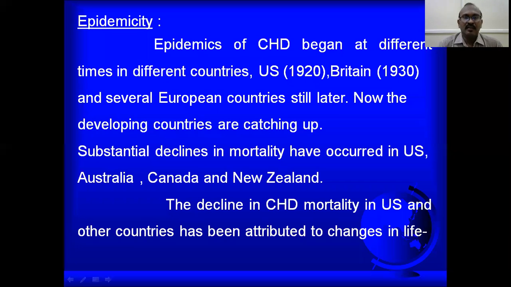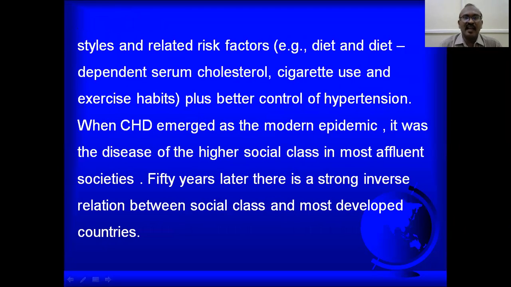There have been substantial declines in mortality in the US, Australia, Canada, and New Zealand because of behavior modification and lifestyle changes. Behavior modification includes reduction of stress, reduction of alcohol consumption and cigarette smoking, and also dietary modification, taking a diet with reduced cholesterol, lipoproteins, and fats. The decline in CSD mortality in the US and other countries has been attributed, as I said earlier, to lifestyle changes and related risk factors: diet and diet-dependent serum cholesterol, cigarette use, exercise habits, plus better control of hypertension.